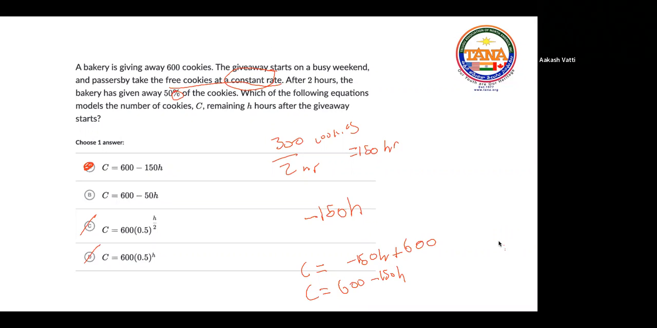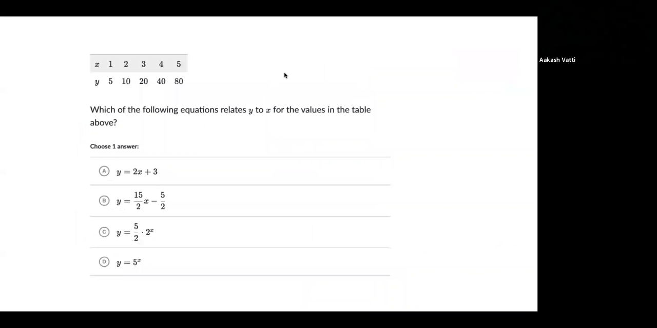One second, just erasing all this. We'll give you guys 2 minutes to do this one.